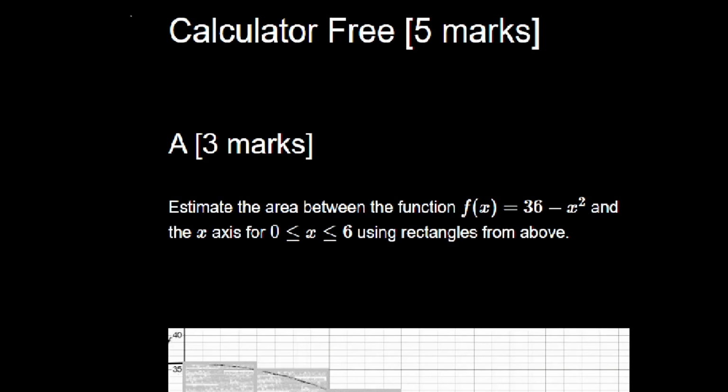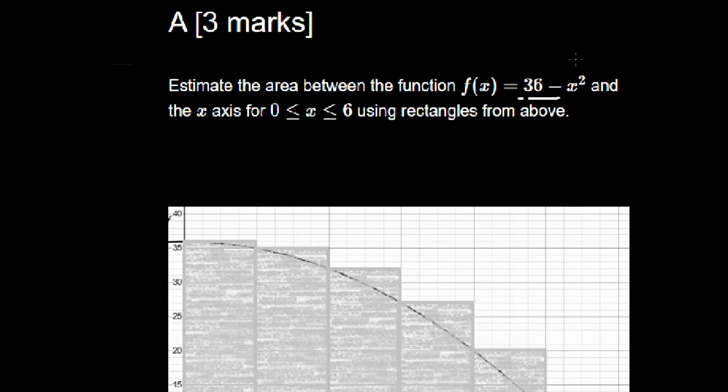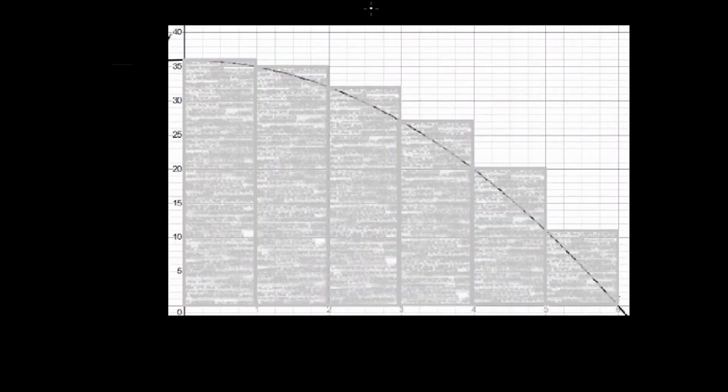We have a particular non-calc question that says, let's estimate the area between this function, 36 minus x squared, for 0 to 6 there. So we've got this graph here, and we've got a bunch of intervals, and they're all going to be 1 across. So we're going to try and estimate the area by the over the function rectangles. For any rectangle, we can say that it is the width, and the width in this case is always going to be 1.